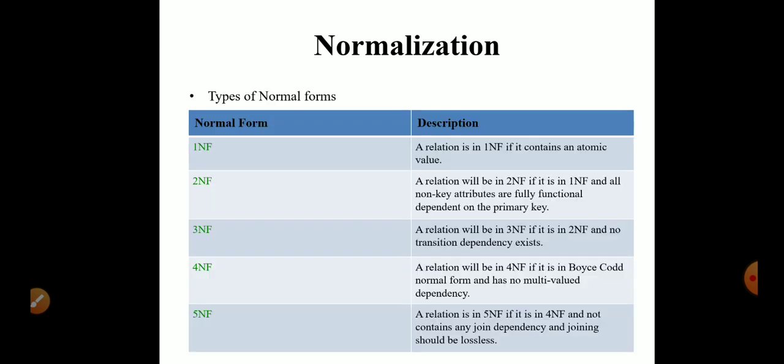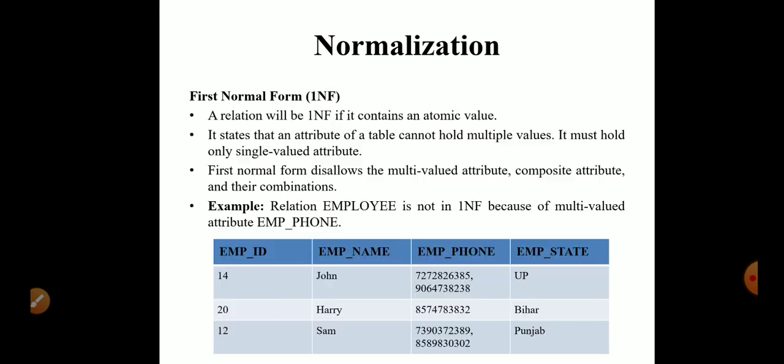This is a small description of all the normal forms: 1NF, 2NF, 3NF, 4NF, 5NF. I'll explain all the normal forms in detail one by one. First we'll see what is first normal form. A relation will be in 1NF if it contains an atomic value. It states that an attribute of a table cannot hold multiple values, it must hold only a single valued attribute.